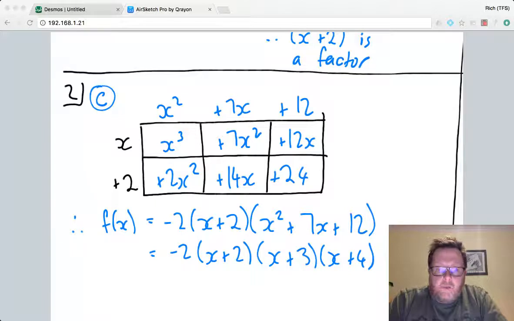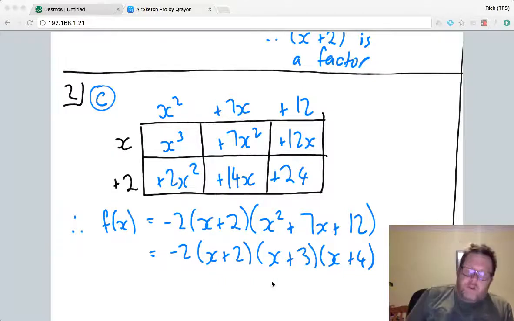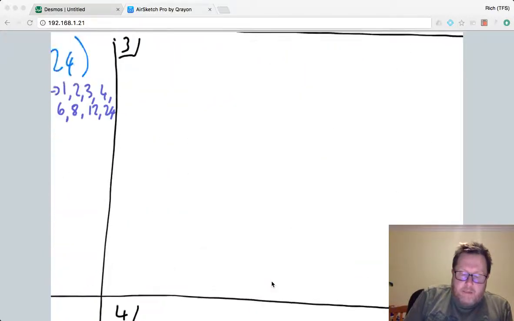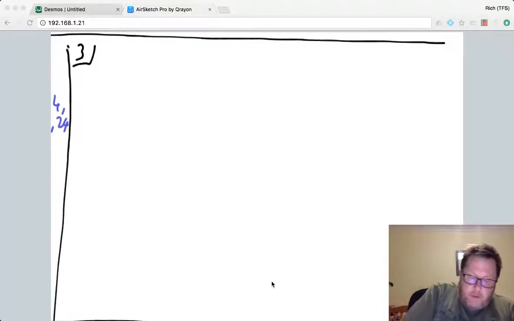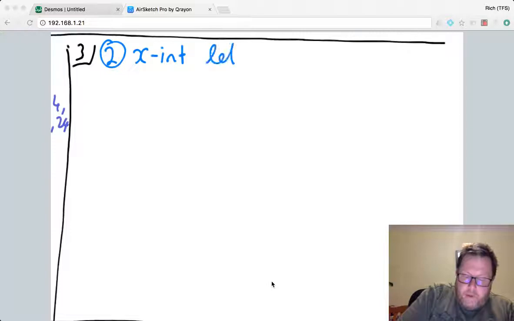Okay, so what do we do now? We've got a factorized expression here, and we are now interested in ensuring that we've got enough information to graph. So we move on to step 2. So step 1, factorization is done. Step 2 is the x-intercepts. Okay, so number 2, x-intercepts, let y equals 0.